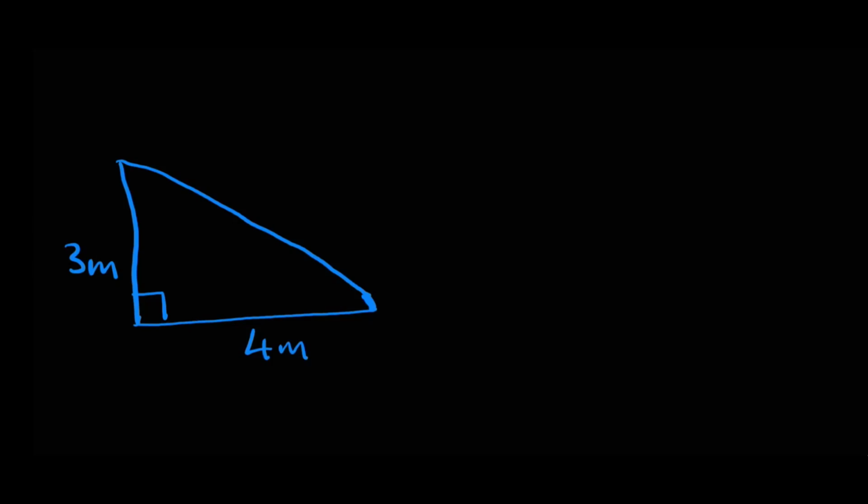Today I'll be showing you how to use Pythagoras' theorem, also known as the Pythagorean theorem, to find a missing side length of a right angled triangle. So here we have a right angled triangle with side lengths 3 meters and 4 meters, and we want to find the missing side length, which is this one right here. And to do that we use Pythagoras' theorem, which is a squared plus b squared equals c squared.